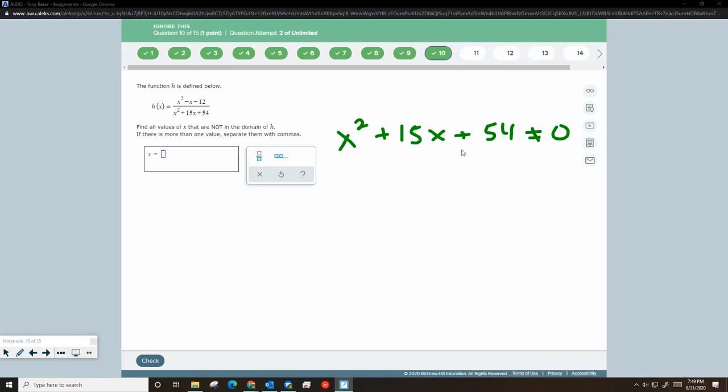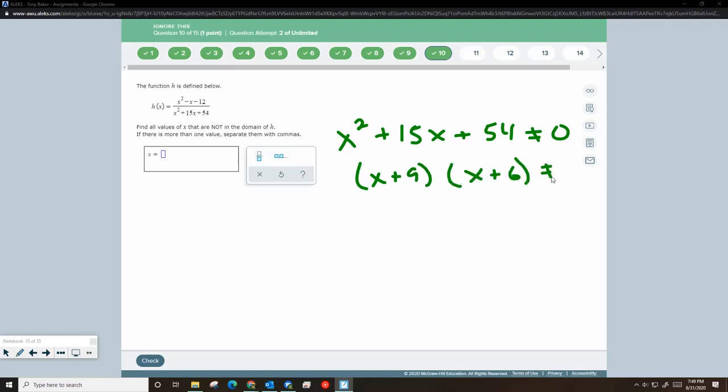I would get into the practice of factoring these and not using the quadratic formula, just because there's a ton of these problems that are going to come up. And if you can't remember how to factor, you're going to cause yourself a lot of trouble later on. So this one, we're looking for 2 numbers that multiply to 54 and add to 15, which happen to be 9 and 6.